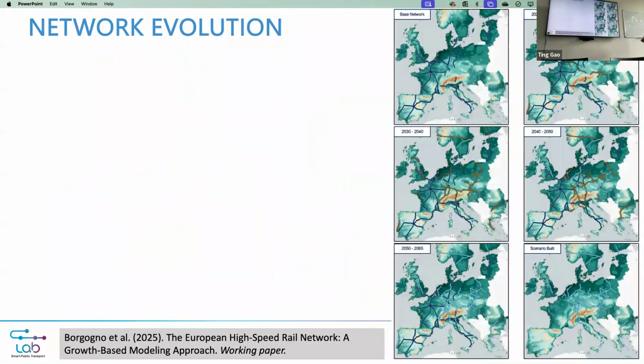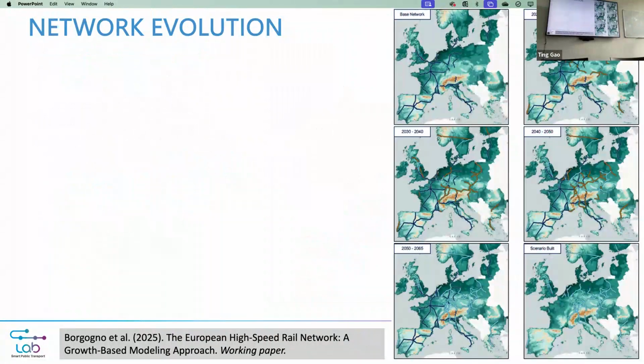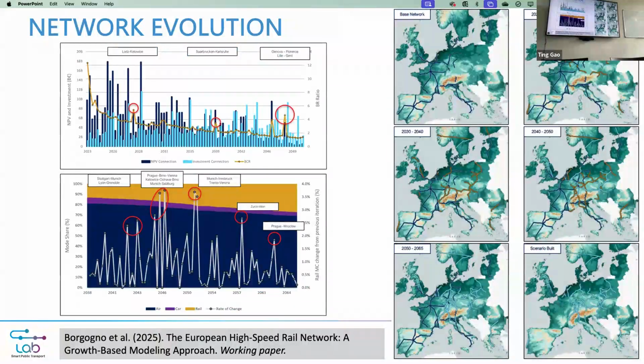What we did already do is look into network evolution, because this picture could be your goal, but then the question is how do you work towards it? So we used an evolutionary model to look into which links should be built in any given year, subject to budget constraints. And we had quite a detailed model here about the cost of the infrastructure, tunnels, bridges, all that, based on the topography. And also there is path dependency.